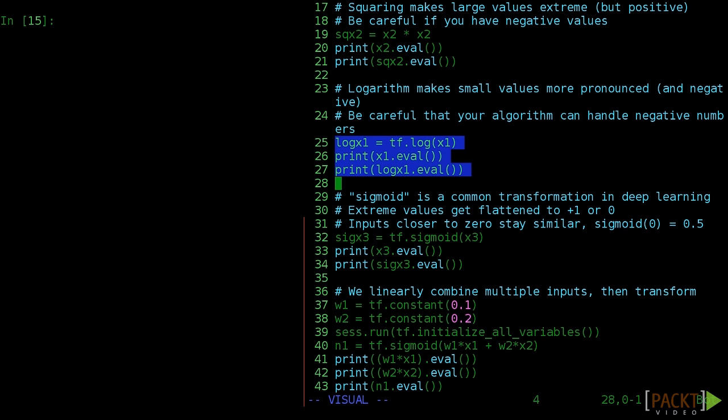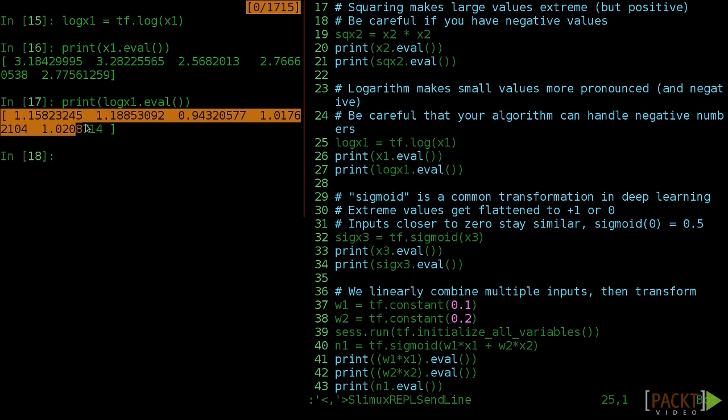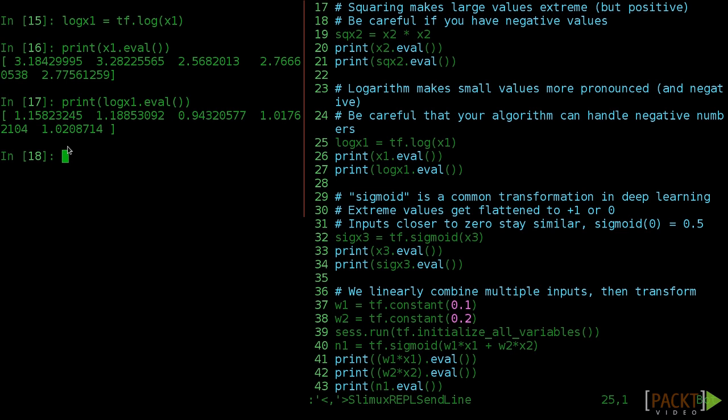Conversely, if you need more nuance among your small values, you can try taking the natural, or any base, logarithm of your inputs. Check that out here. Note that large values tend to become squished together, while the smaller values are a little more spread out. But the logarithm can't handle negative inputs, and the closer you get to 0, the more extremely negative your small input becomes. Be careful with logarithms.